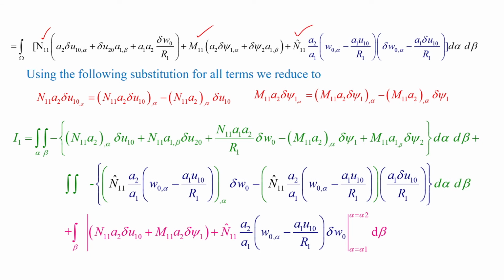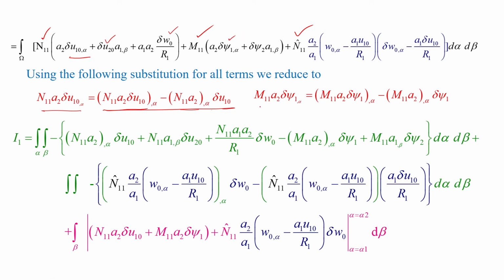Now again, del u10 comma alpha. So, there is a derivative in there. We want to reduce this derivative, we want to get rid of this derivative. The standard approach is that we can write N11 A2 del u naught 10 comma alpha as a whole derivative comma alpha minus N11 A2 comma alpha into del u naught. So, this is fine, no derivative, again no derivative, but here is a derivative.